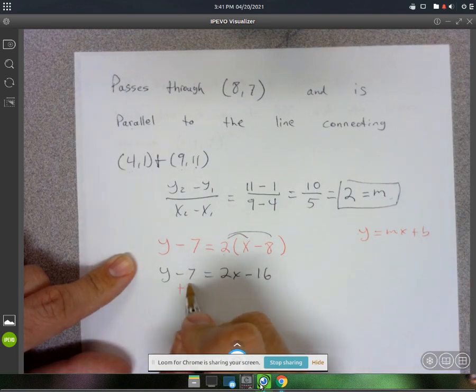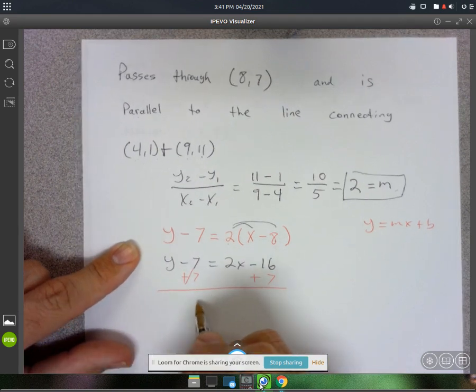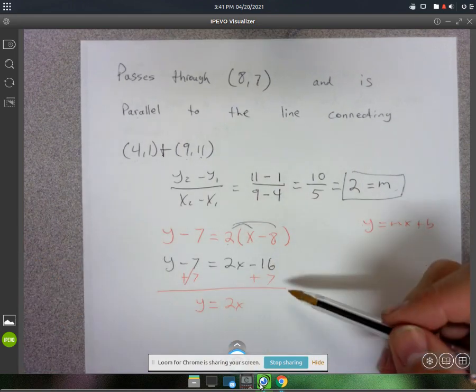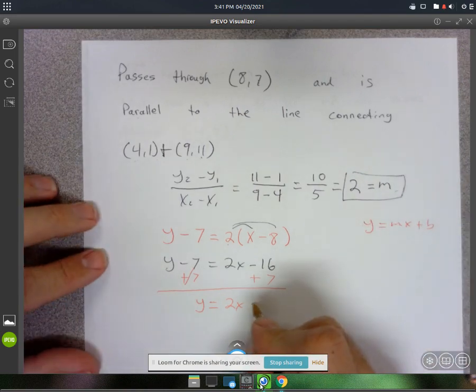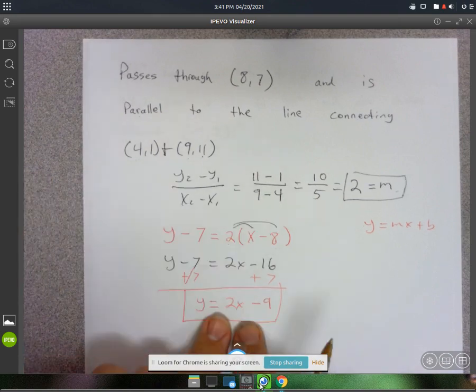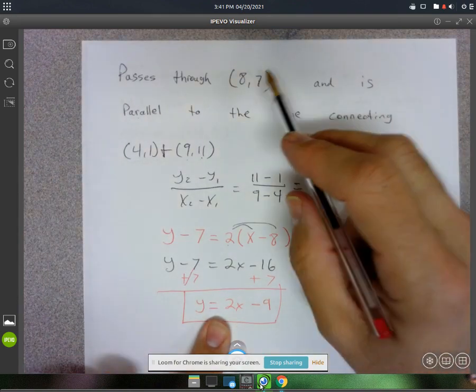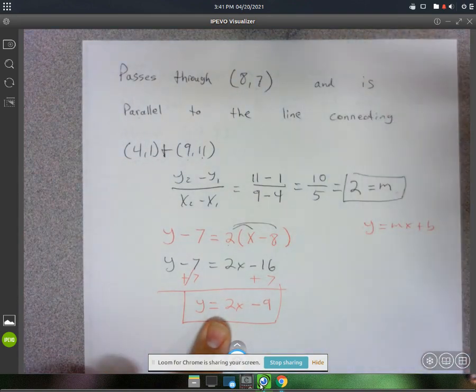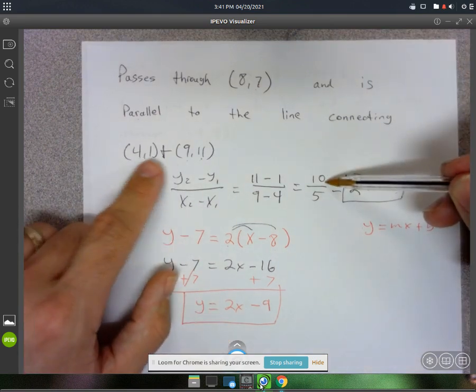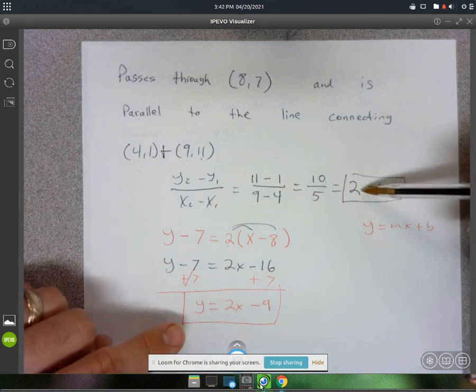Y minus 7 is equal to 2x, and then 2 times 8 will be a negative 16. And you got to add the 7. You got to move that over as well. Okay. Cancels. You're going to get y equals 2x, and then negative 16 plus 7, that is negative 9. That's it. Bam. So this one, it passes through this point, and it is going to be parallel to whatever line actually connects these two. Parallel just means it's going to have the same slope.